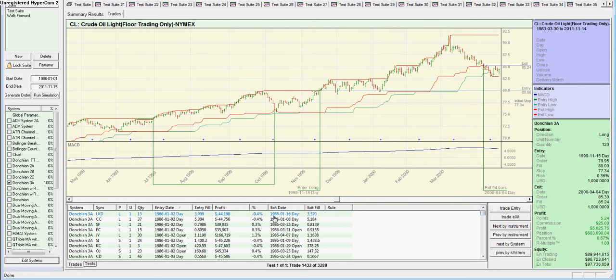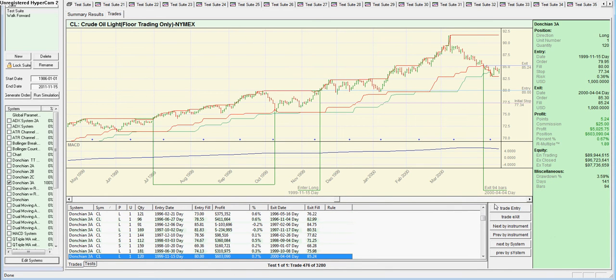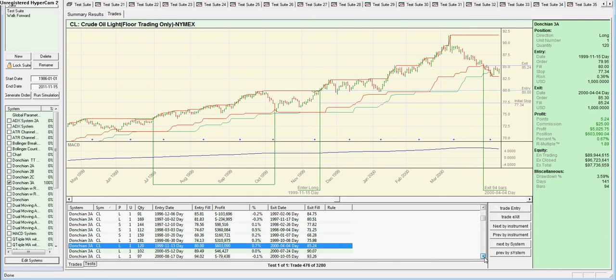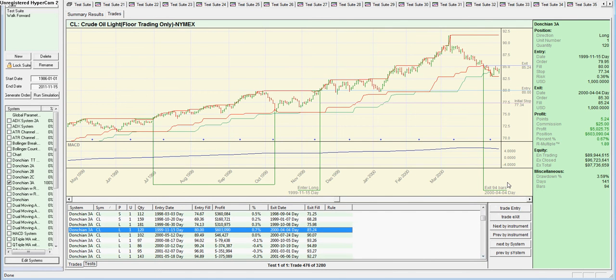And we can view it by entry date, by the trade P&L, by the percentage gain, exit date, number of contracts traded, whether it was long or short, or by symbol. Let's go ahead and look at it by symbol, and we'll look at an example trade in CL. So here is a trade in CL, crude oil, and this was a long trade.